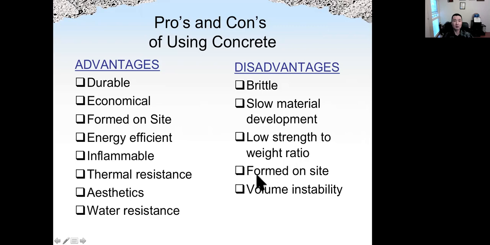Also, because concrete is formed on site, we need to set up the formwork. It will take some time, labor, and cost. So this is a drawback for concrete. And lastly, concrete has the problem called volume instability. Some concrete may shrink or creep. We're going to talk about shrinkage and creep of concrete in future lectures. But if that happens, concrete may crack under different conditions. That will reduce the strength and also the durability of concrete. So we should watch for volume instability in concrete.